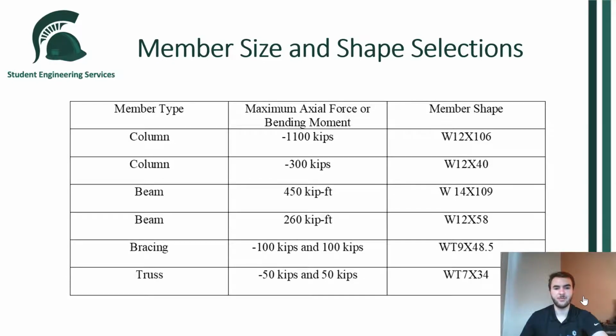And for bracing and truss members, because the variance in the forces was much closer together, it was decided that only one bracing and one truss member was needed for this design, and these member shapes are listed in the table.